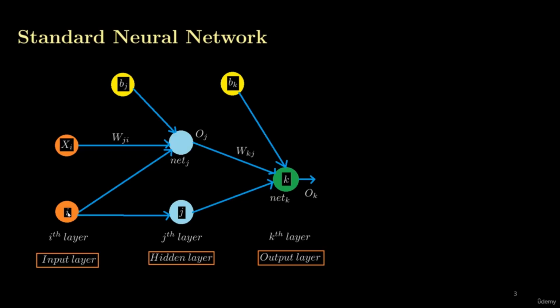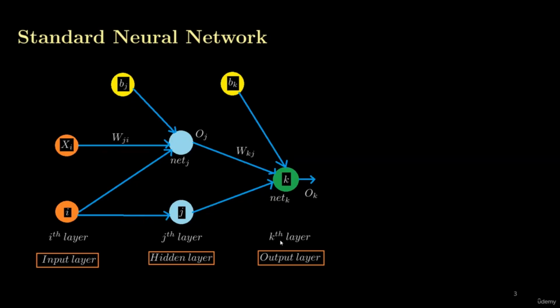There are I neurons in the input layer, therefore we can also call it the ith layer. Similarly, there are J neurons in the hidden layer, so we can call it the jth layer as well. And we have K neurons in the output layer, so that layer is also known as the kth layer. So we have the input layer, hidden layer, and output layer, or we can say that we have the ith layer, jth layer, and kth layer.